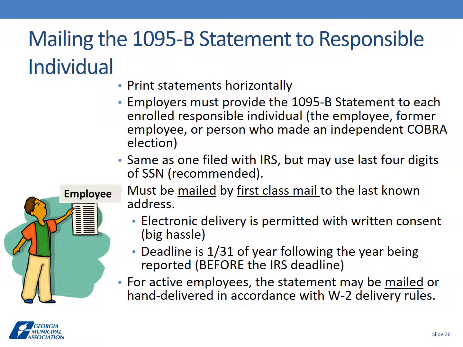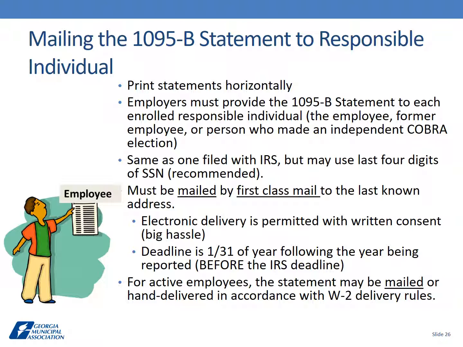Employers must provide the 1095-B statement to each enrolled responsible individual. That will be the employee, former employee, or person who made an independent COBRA election. That's the same form that is also filed with the IRS, but the employer may use the last 4 digits of the Social Security number, and that's what's recommended for security purposes.